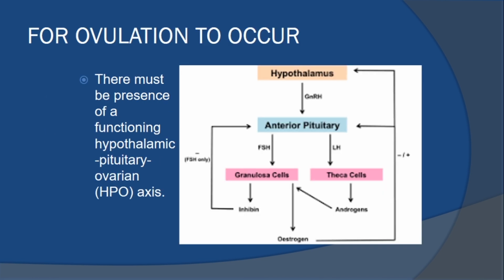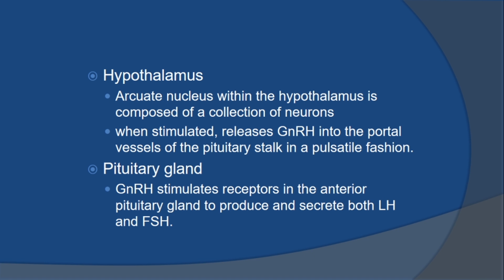For ovulation to occur, there must be the presence of a functioning hypothalamic-pituitary-ovarian axis, known as the HPO axis. The hypothalamus produces gonadotropin-releasing hormone, which acts on the anterior pituitary to produce follicle-stimulating hormone (FSH) and luteinizing hormone (LH). FSH and LH act on ovarian cells. They act on the granulosa cells to produce estrogen and the thecal cells to produce androgen. They also act on the follicle to develop to the extent that it becomes mature and releases the mature ova inside it.